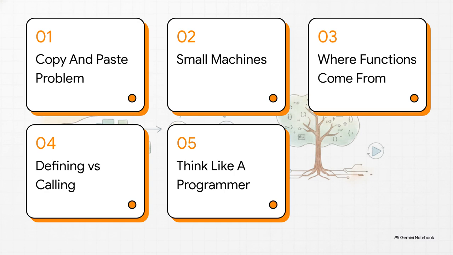Okay, here's our quick roadmap for this explainer. We'll start by tackling the copy and paste problem, then we'll explore functions as small machines, check out where functions come from, break down defining versus calling, and finally, talk about thinking like a programmer.